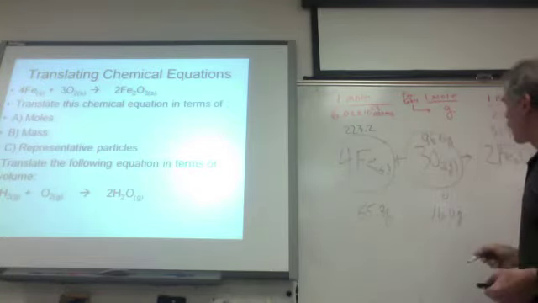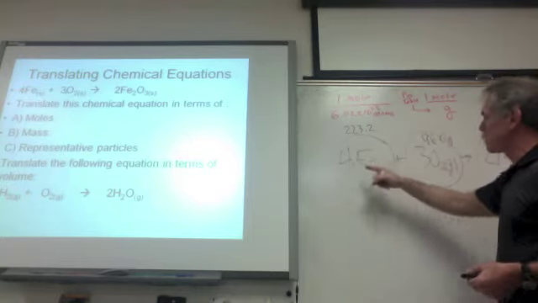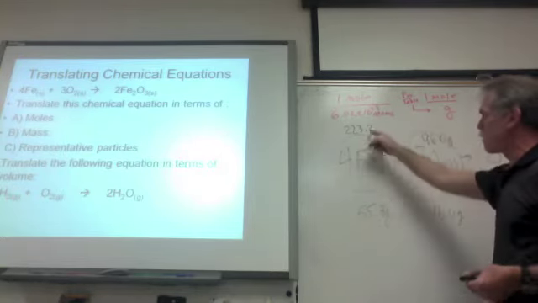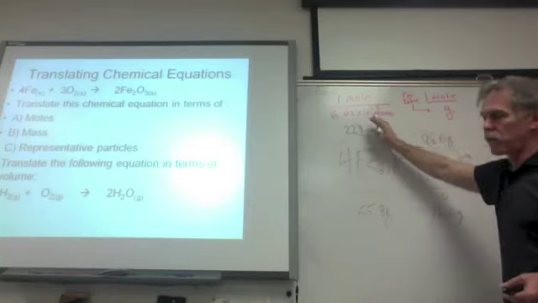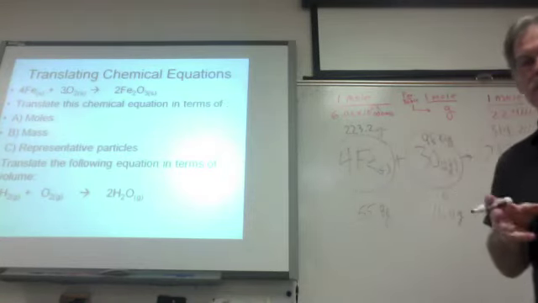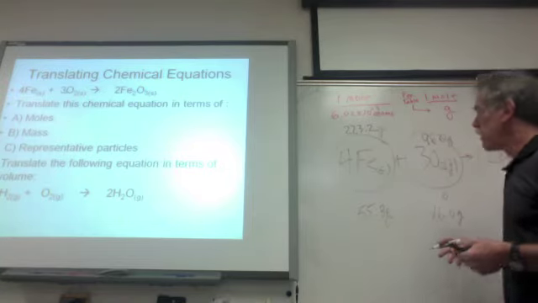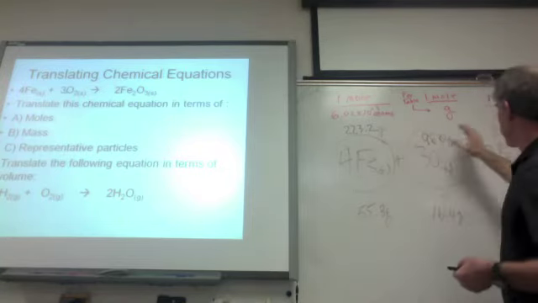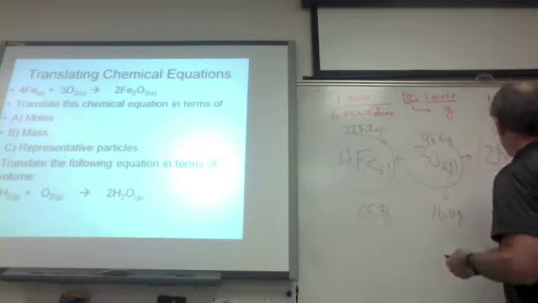319.2. We actually probably, since we multiplied 4 times 55.8, we probably just have 223 grams here. But that's okay. On this one, we're not focused as much on the significant figure end of it. So this plus this adds up to 319.2 grams.